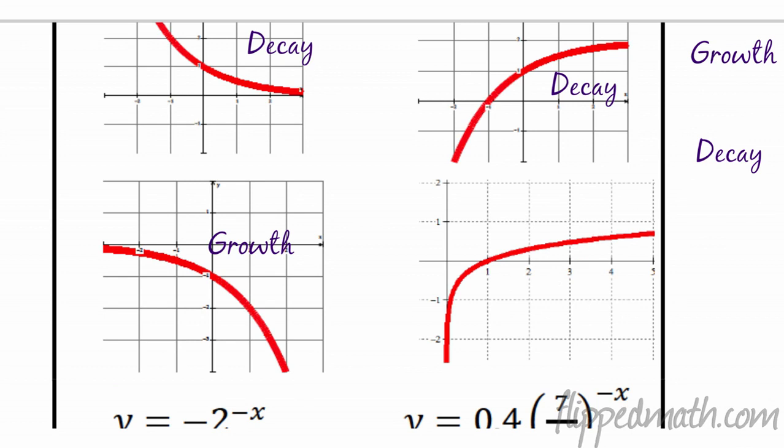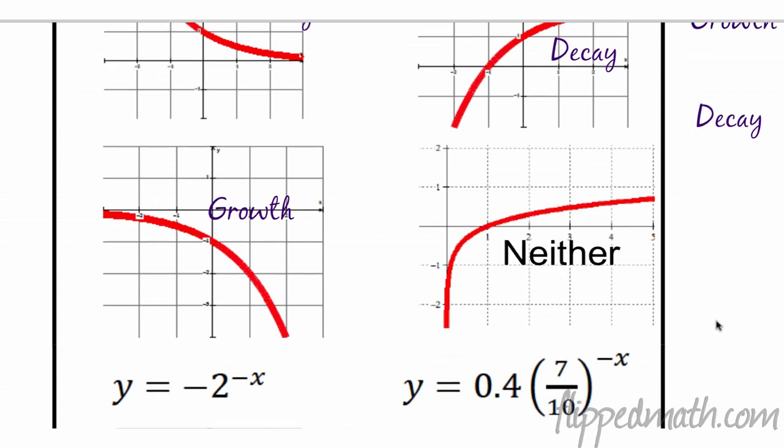No, actually, this one would be neither. Kelly always does that. He just throws a neither in the middle. It's nothing because I'm assuming this just keeps going up and there's no asymptote.